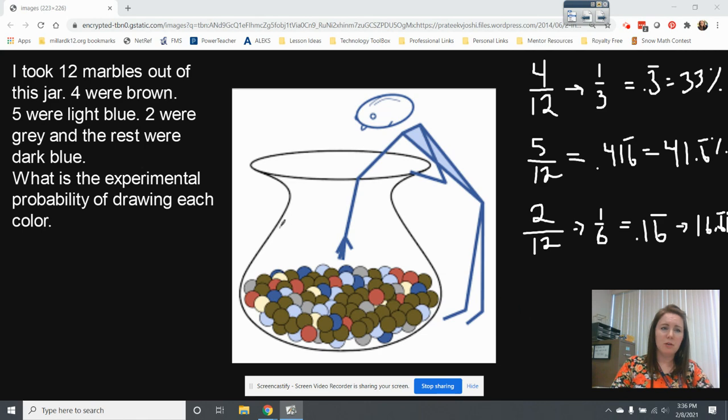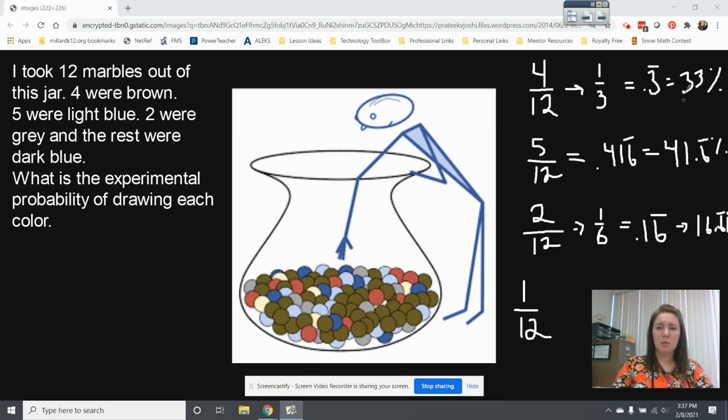So I just have to figure out how many were dark blue. Well, there were a total of 12 trials. So I'm literally just going to do 12 minus 4 minus 5 minus 2. Oh, well, there was only one left. So one of them was dark blue. And again, I can't simplify that fraction, but I could put it into a decimal. I could put it into a percent. And then that would tell me the percent of the time that I got dark blue in my experiment. Again, it doesn't mean that 1/12 of the marbles are dark blue. It just means that's what I got in my experiment.